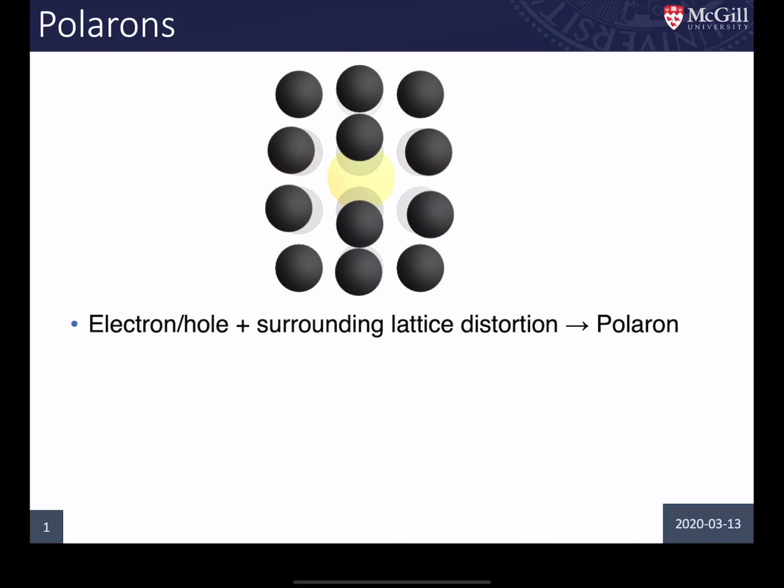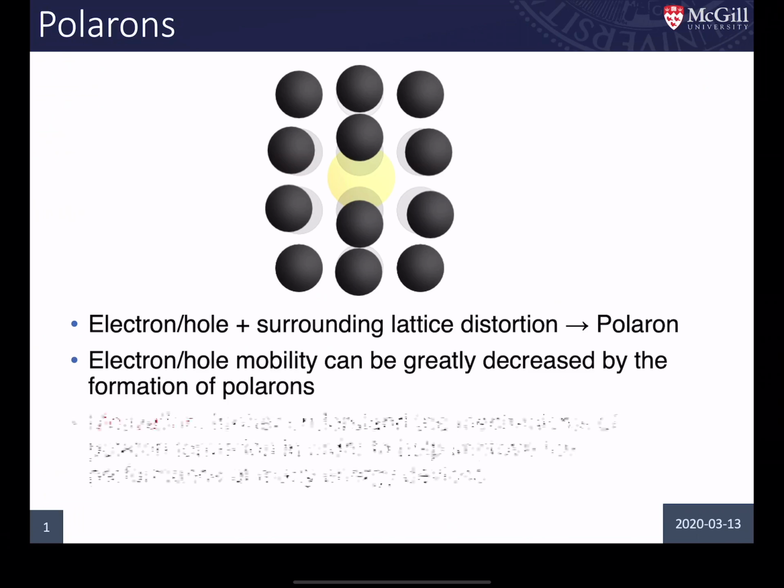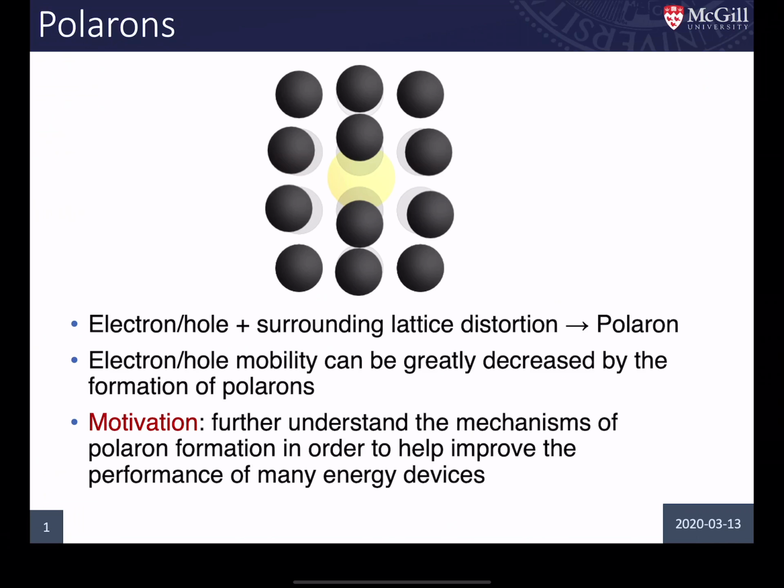Polarons move slower than free electrons because they have to drag all the lattice distortions with them when they move through these solids, so electron or hole mobility can be greatly decreased by the formation of polarons. Many energy materials suffer from polaron formation, so we would like to further understand the mechanisms of polaron formation in order to help improve the performance of many energy devices, and that's the motivation of our research.